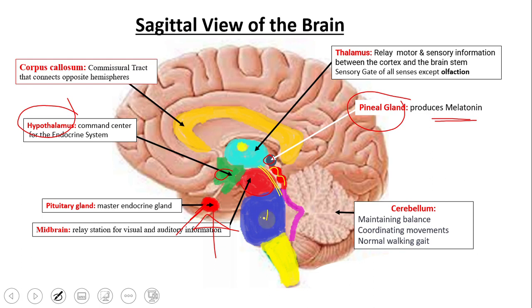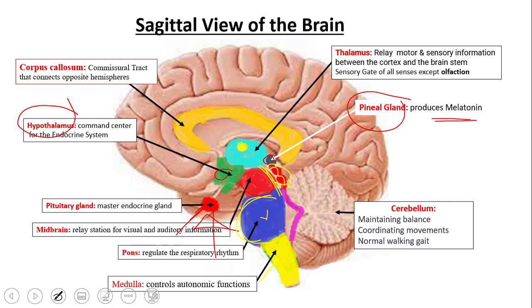Then this is the pons, and the pons has this kind of little tummy, and this regulates the respiratory rhythm. So you may remember that the midbrain has a butt, and the pons has a tummy. And then down here we have the medulla, and this controls our autonomic functions, like it has the cardiovascular center, digestive center, respiratory center, and so on.